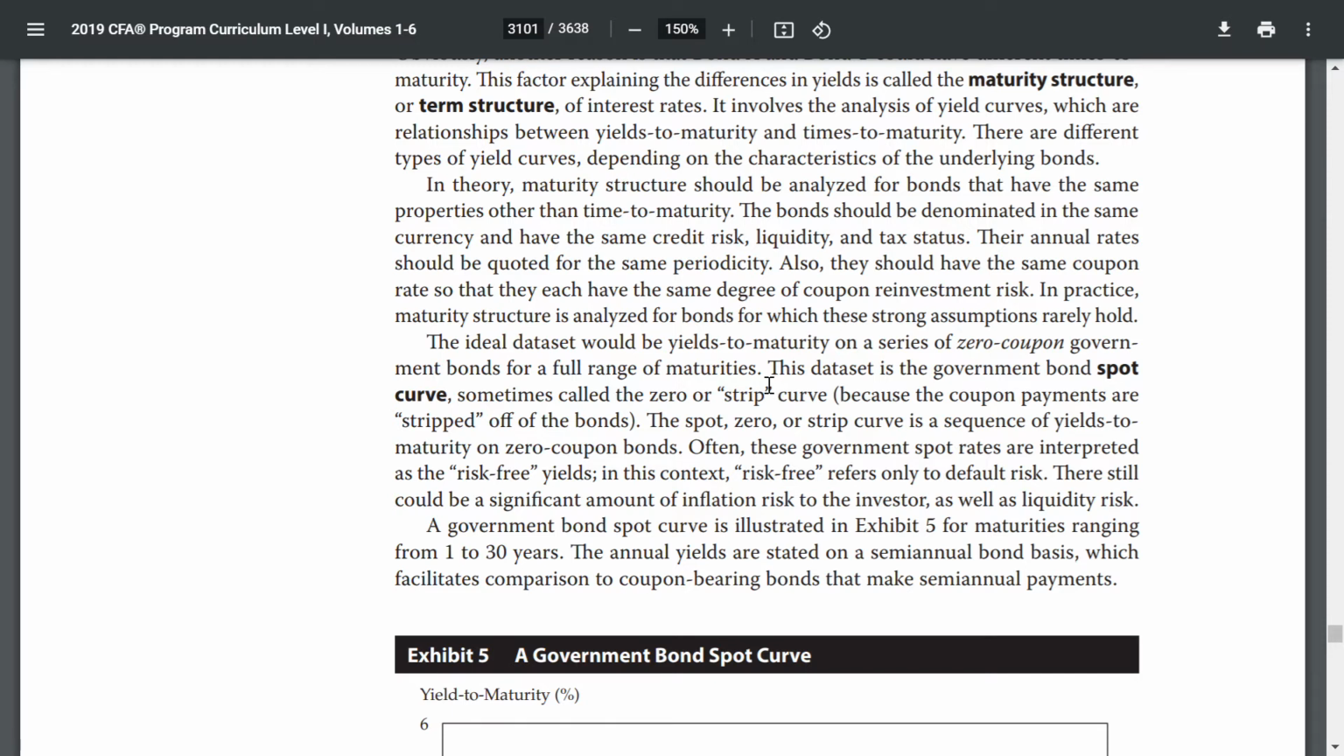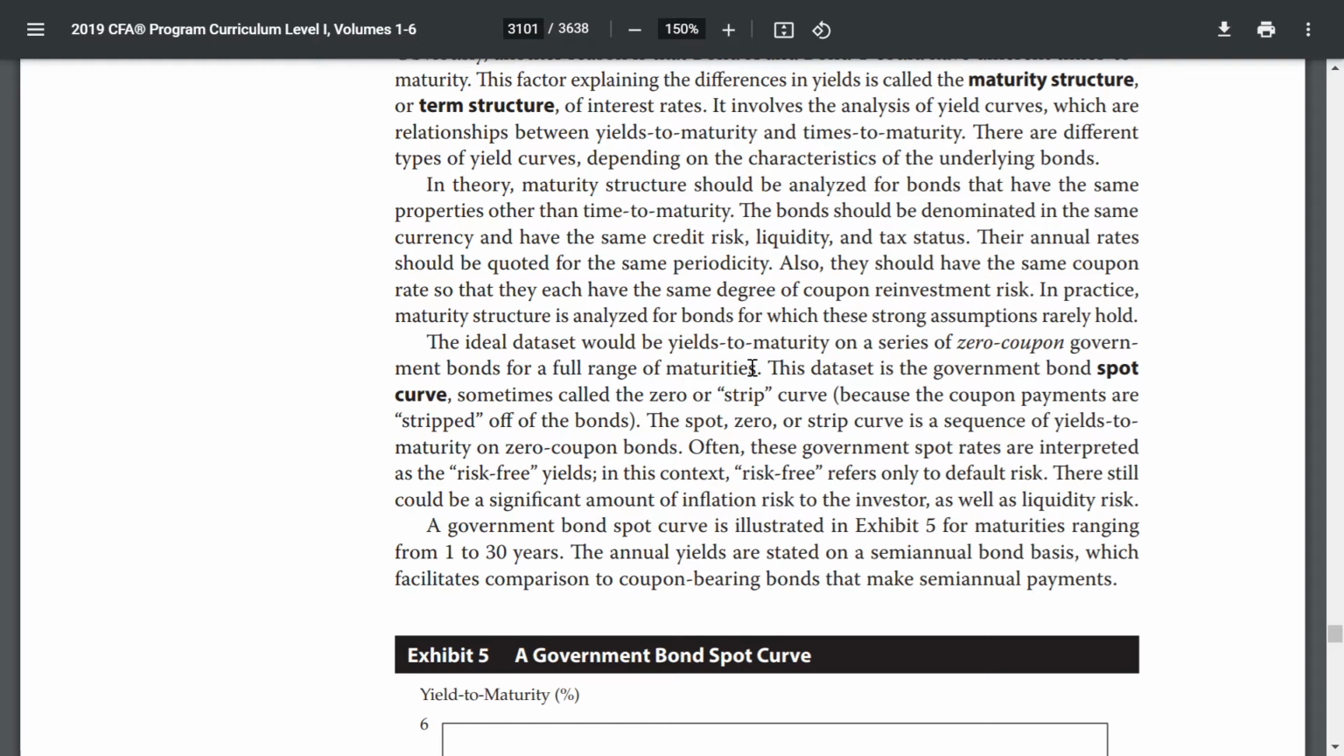The ideal data set would be yields to maturity on a series of zero coupon government bonds for a full range of maturities. This data set is the government bond spot curve, sometimes called the zero or the strip curve. The spot, zero, or strip curve is a sequence of yields to maturity on zero coupon bonds.